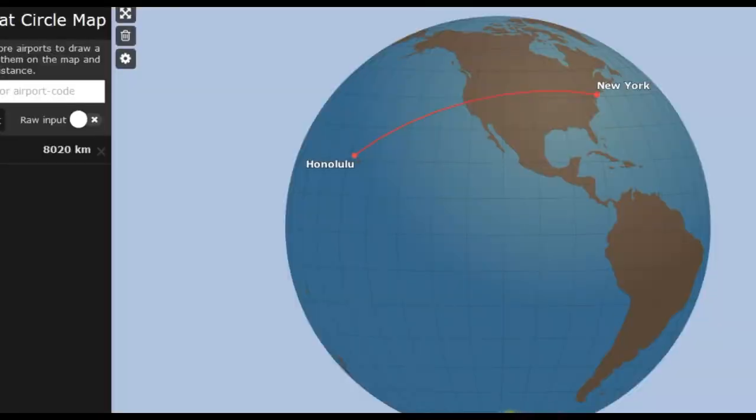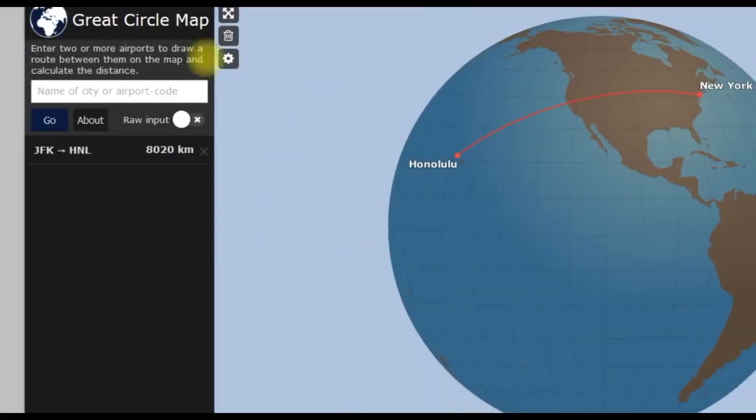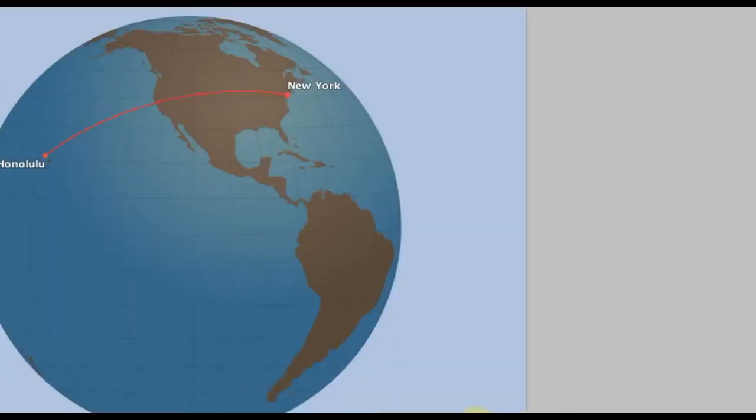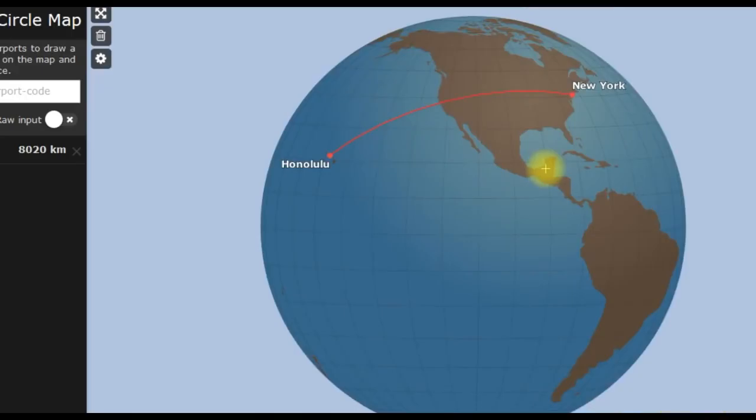Let's look at some other routes here. Again, using the Great Circle Map website. Let's look at these flights here. I'll cover this flight a lot. New York to Honolulu. So this is what they call the Great Circle route going from New York to Honolulu.